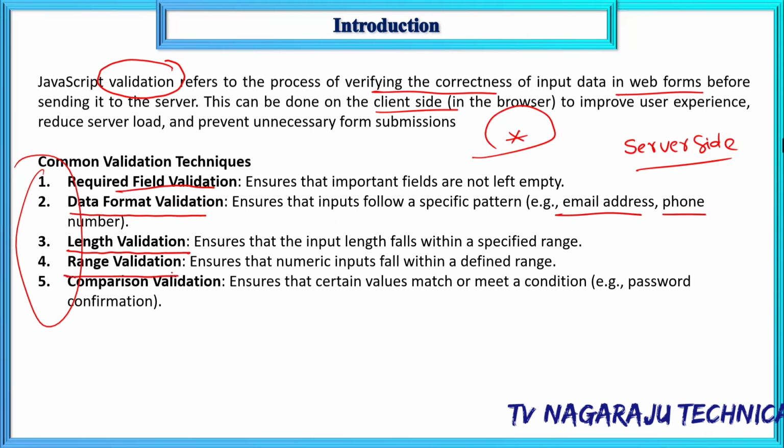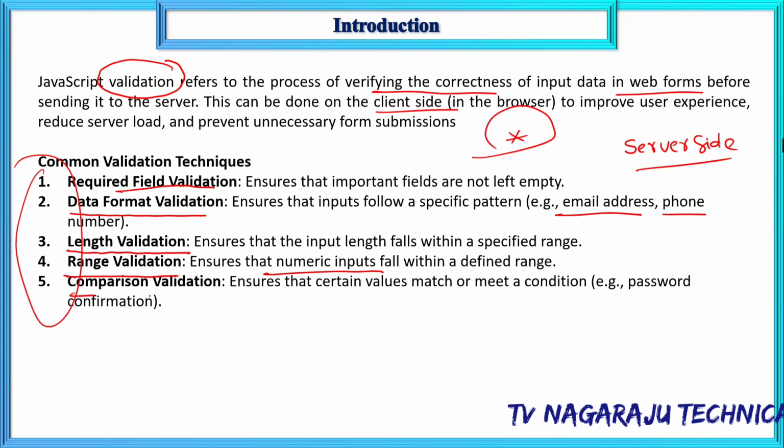Range validation. I am giving some range, and you need to enter the value within this input range only. If it crosses the range, it is invalid. For example, in the age field, if you enter age 150, it is invalid, because the range given is from 0 to 100 only.